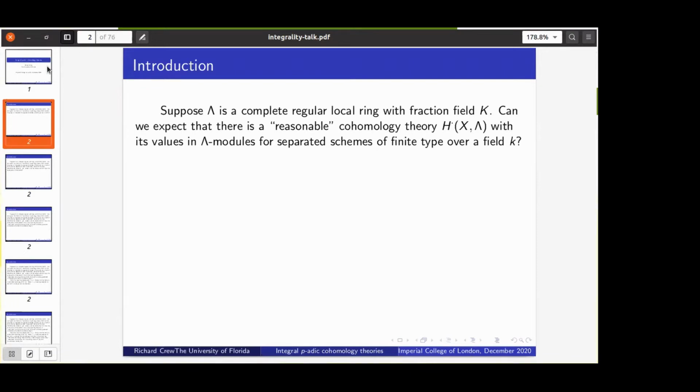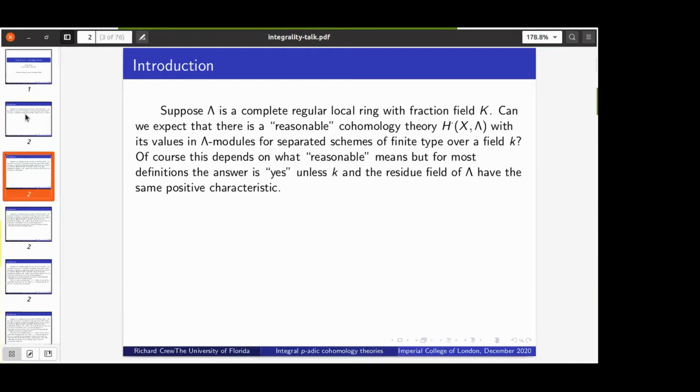So let's suppose that Λ is a complete regular local ring with fraction field capital K. The question is, can we expect that there is a quote-unquote reasonable cohomology theory, say H(X, Λ), with values in Λ-modules, for separated schemes of finite type over a field little k? Of course, the answer to this question depends on what reasonable is supposed to mean. But for most definitions, the answer is yes, unless K and the residue field of Λ have the same positive characteristic.